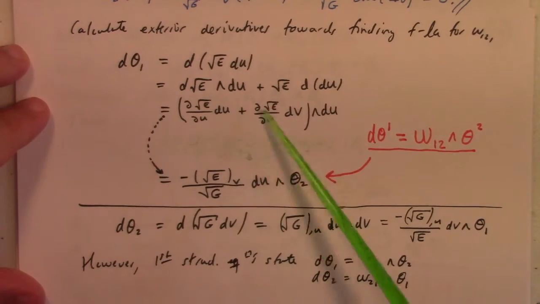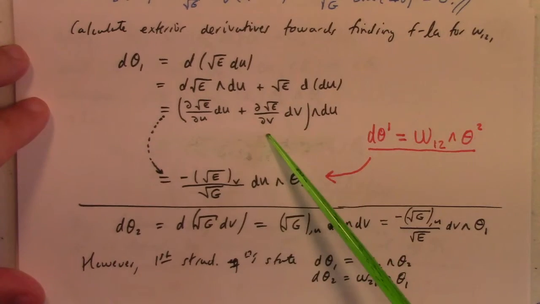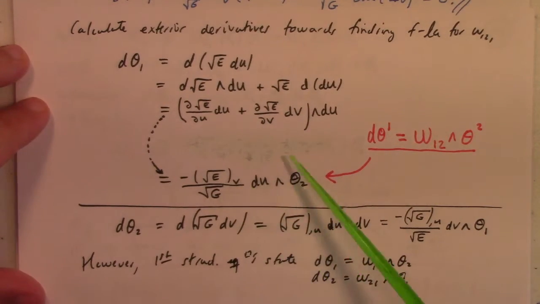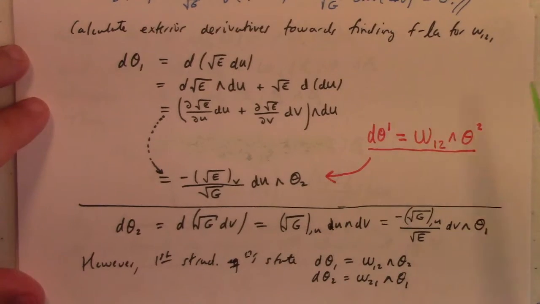Oh, of course du wedge du is 0, so that piece vanishes. So we're just left with this piece, and then we divide and multiply by square root of g, and that gets us to here. And the minus is because I had to change the order: du wedge dv is minus dv wedge du. Likewise, d theta 2, by a very similar calculation, is minus square root of g, the u partial derivative divided by e, dv wedge theta 1.